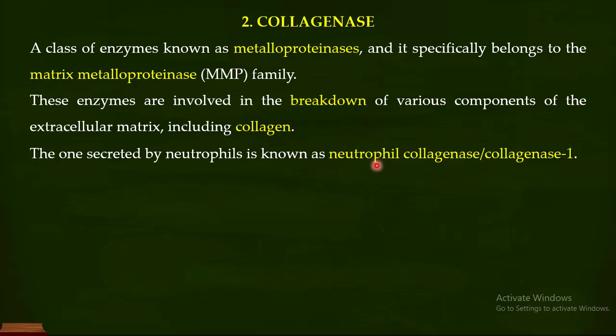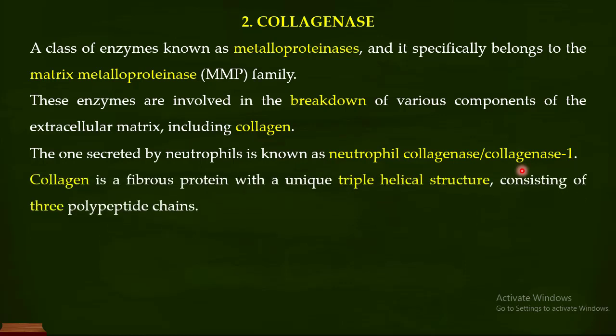Of course, it does make sense because this collagenase is present in the neutrophil, and sometimes it is also known as collagenase 1. Now, these collagenases, as I've told you, are responsible for the breakdown of collagen. If you look at the structure, collagen is a fibrous protein with a unique triple helical structure, and it consists of 3 polypeptide chains. That means you're talking about a stronger protein, because with a triple helical structure, collagen is very important for providing stability to the cells and in the extracellular matrix.